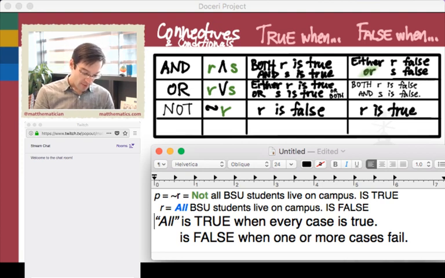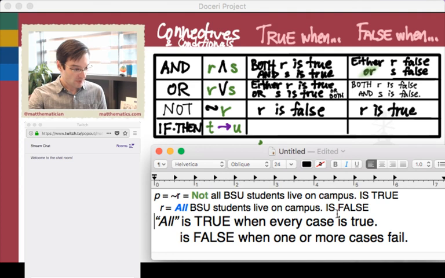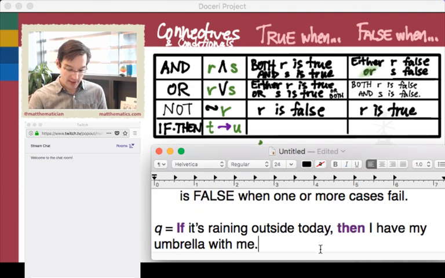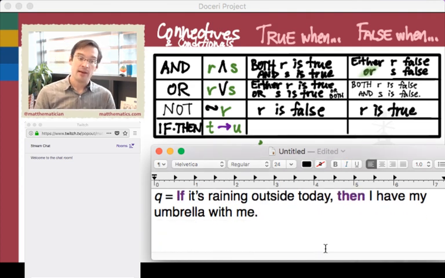All right, let's talk about the fourth way of joining propositions together, the if-then, the conditional. I like to call it if-then. It's a good reminder of how the structure here works. So for the if-then, we had two propositions. We called them T and U before, and then we stuck an arrow in between to represent the relationship of if to then. Here was the statement that we were looking at. If it's raining outside today, then I have my umbrella with me.